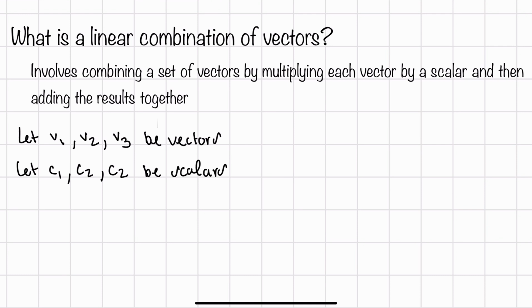In order to produce a linear combination of vectors, we would have to multiply c1 and v1 and then add that into the product of c2, v2 and add in the product of c3, v3. And what this would look like is we would have c1 times v1 plus c2 times v2 plus c3 times v3. And that is our linear combination.